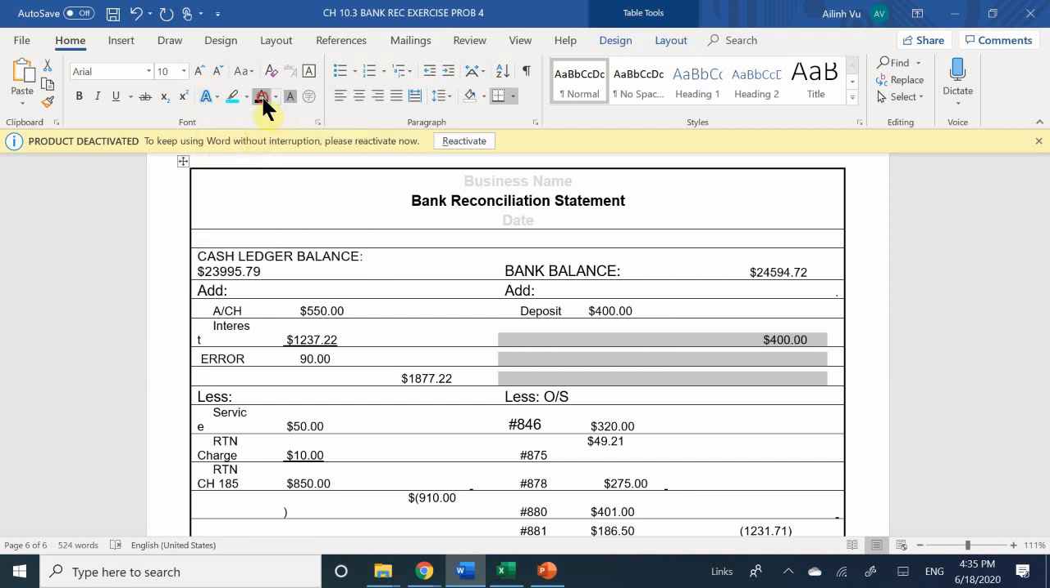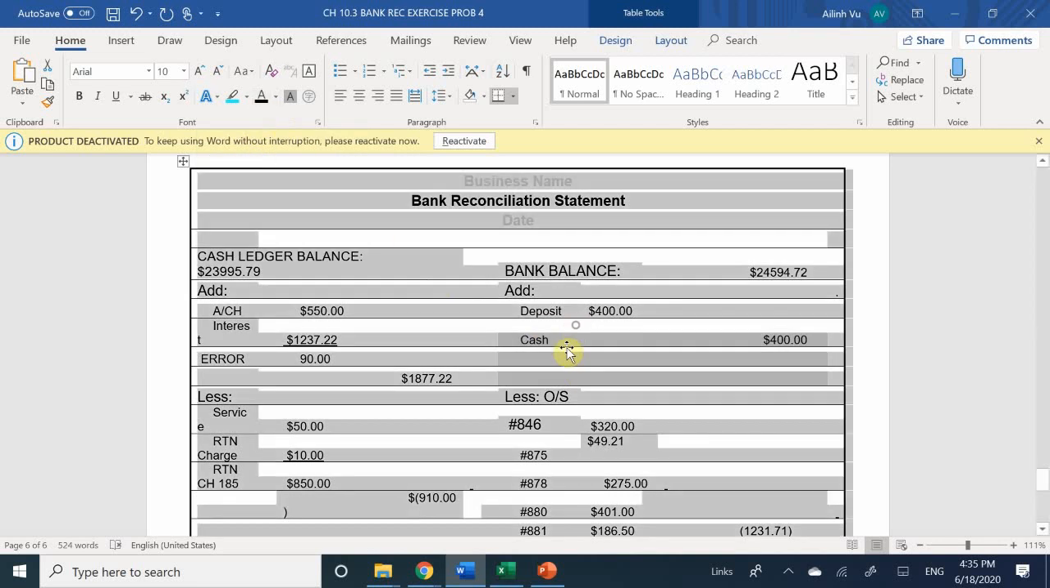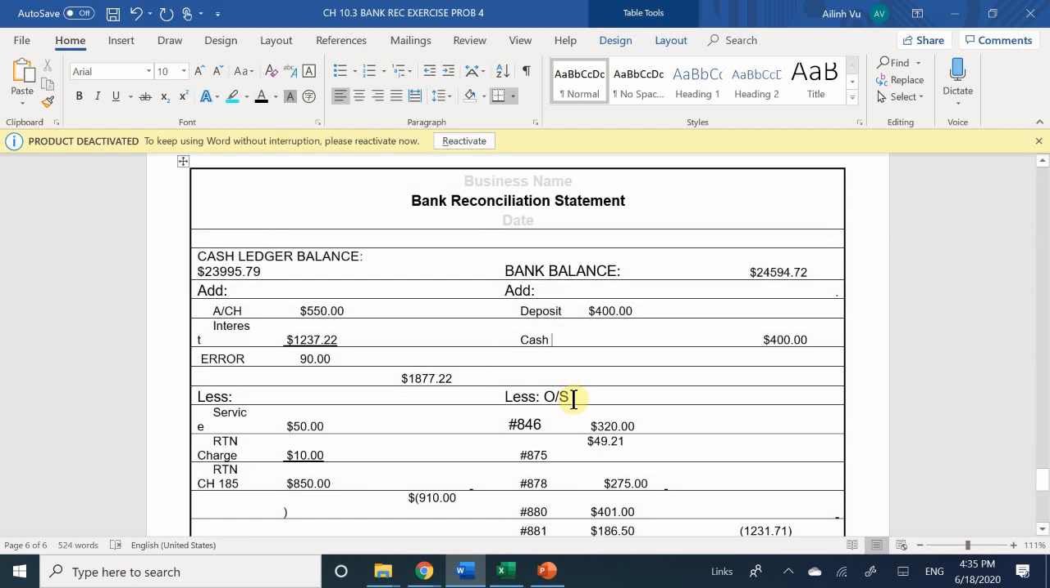So the bank doesn't know that we have cash on our hands. The bank doesn't know that we have this much money on our hands. So, therefore, we need to add it onto their bank side because they don't know that we have this money on our hands. So, in other words, we haven't made a deposit yet.